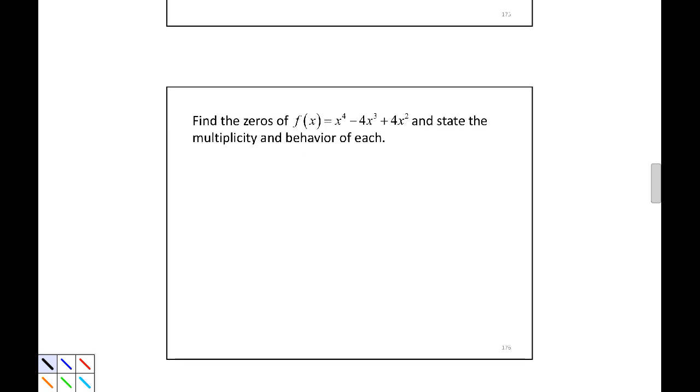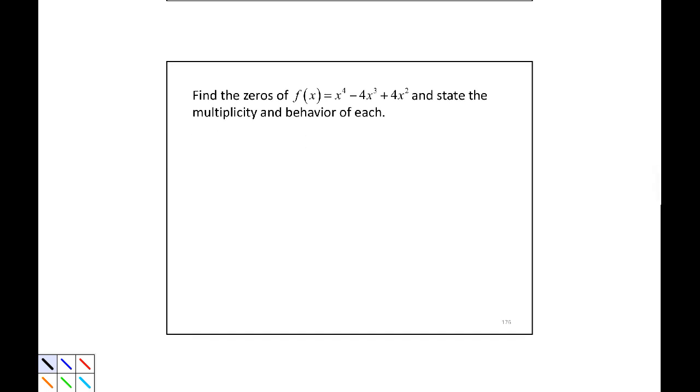Right, our next example says to find the zeros of f of x equals x to the fourth minus 4x cubed plus 4x squared, and state the multiplicity and behavior of each. Again, we'll set this function equal to 0, because that is what a zero is, the value that makes the equation equal to 0. We'll factor out a greatest common factor of x squared. So we have x squared times parentheses x squared minus 4x plus positive 4 equals 0.